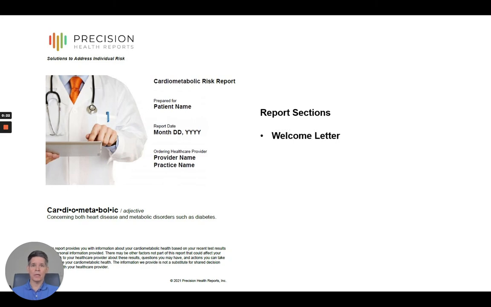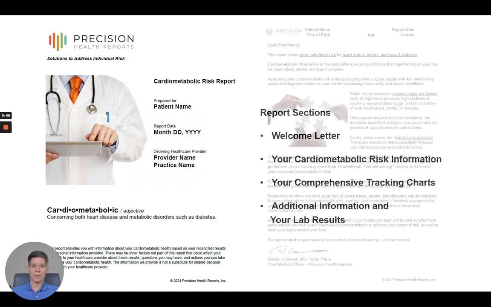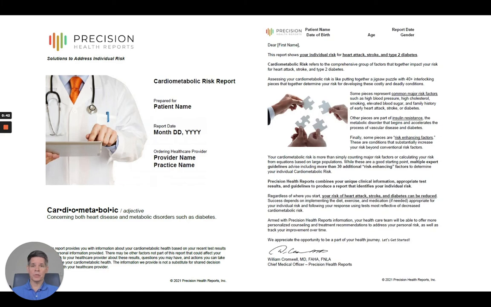The first is a welcome letter. The second area of the report is a series of detailed pages regarding your cardiometabolic risk information. The third is a series of tracking pages where you'll see your results over time to see your improvement. And the last are additional links to information you would like to know more about, as well as your lab results. The welcome letter basically describes that cardiometabolic risk is everything that comes together to give you risk of diabetes, heart attack, and stroke, and what our approach is to putting this very large jigsaw puzzle together.